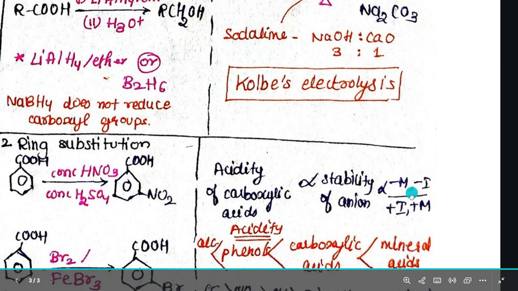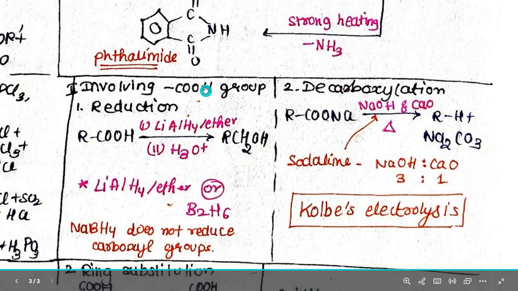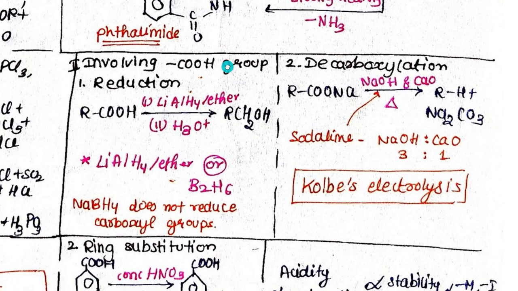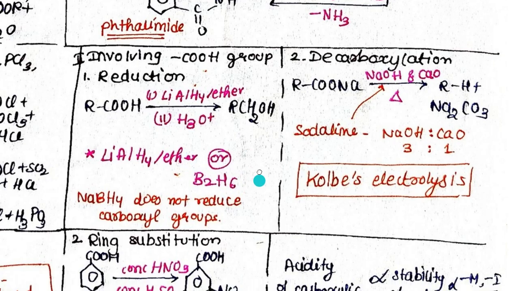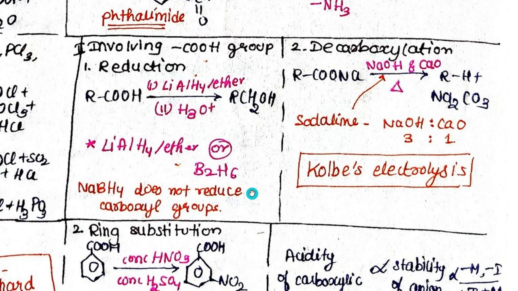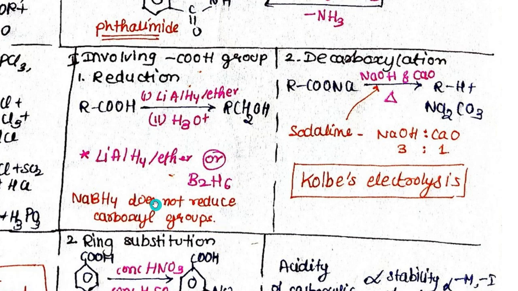Now coming to chemical reactions involving the COOH group, that is firstly reduction. RCOOH group, if we have, reacting firstly with LiAlH4 in presence of ether, and then second step H3O plus, will give us alcohol RCH2OH. Reduction, reducing agent LiAlH4 in presence of ether, or B2H6 can be used. NaBH4 does not reduce carboxylic groups. NaBH4 does not reduce carboxylic groups, very very important.